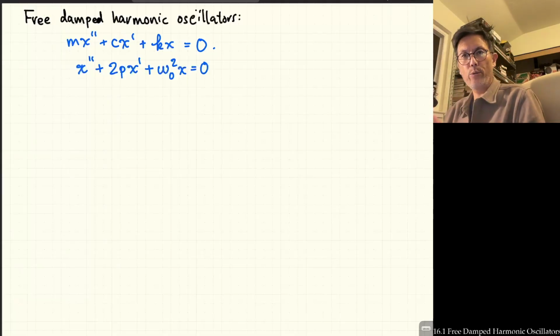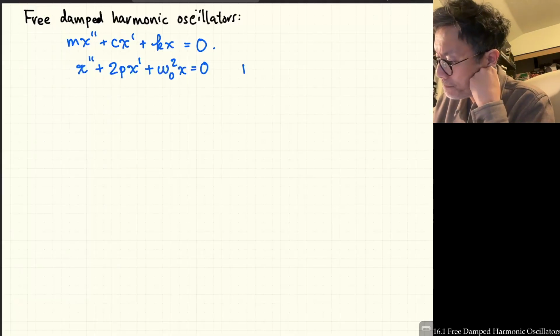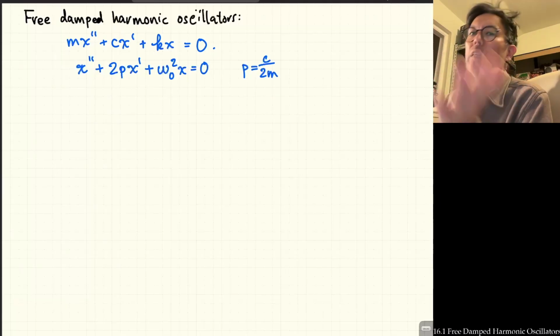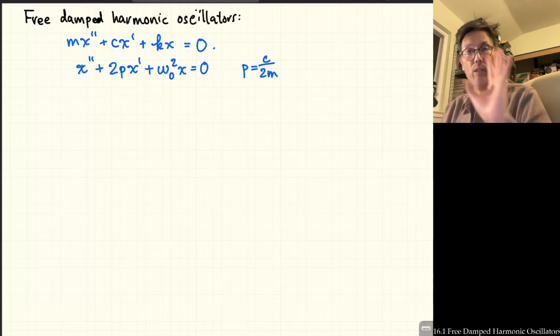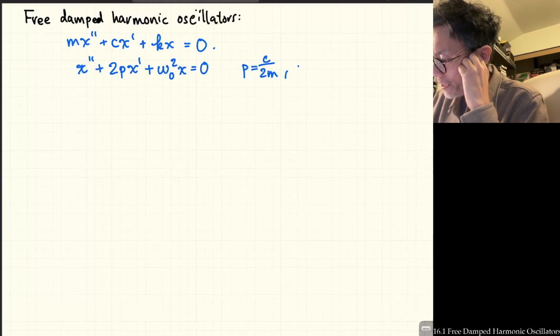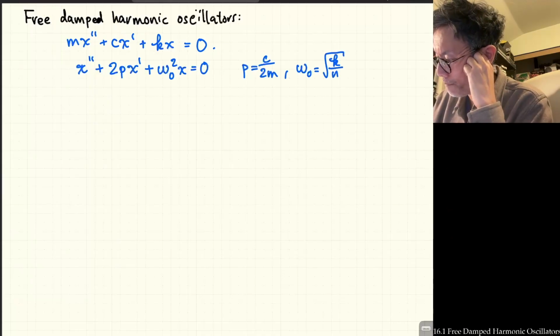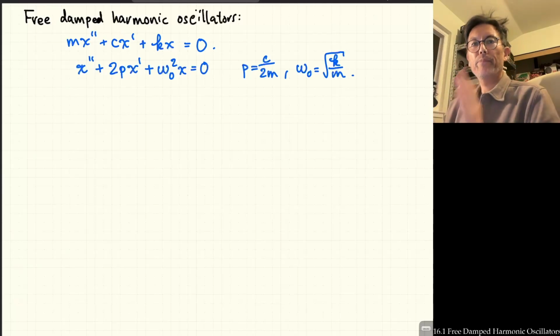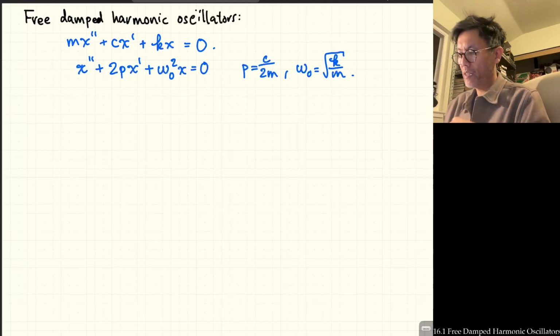So this is what our new equation is going to look like, where p is going to be c over 2m. And you might be asking yourself, why in the world do we have that 2 there? It's going to make our calculations later cleaner, and you're going to see that in just a second. And omega naught is the same as it was last time, the square root of k over m. Okay, hopefully this is clear and makes sense.